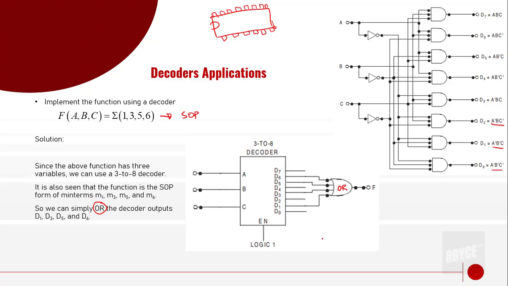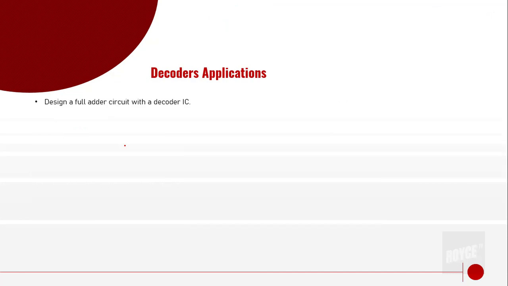So now, we already have our implementation for this expression. Okay? So, I hope that is clear. Tinitingnan lang naman natin yung truth table, di ba? So, it will all boil down to the truth table. And how are we going to interpret that truth table? Okay?